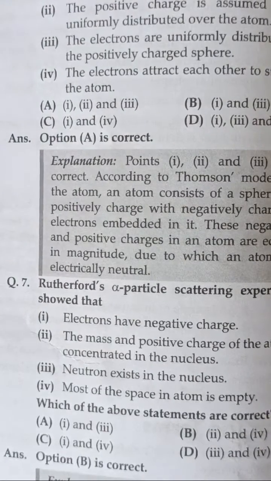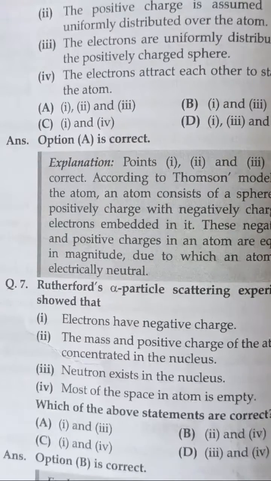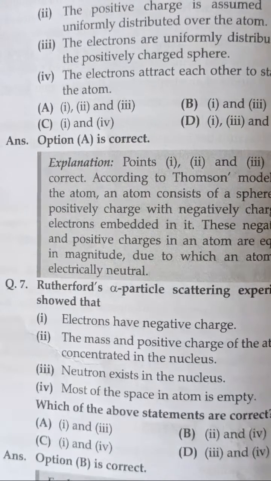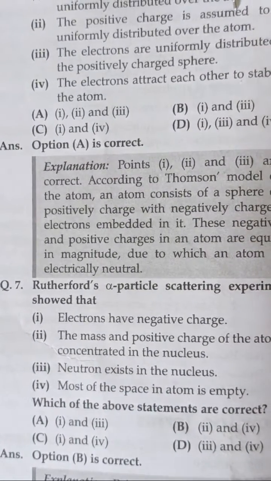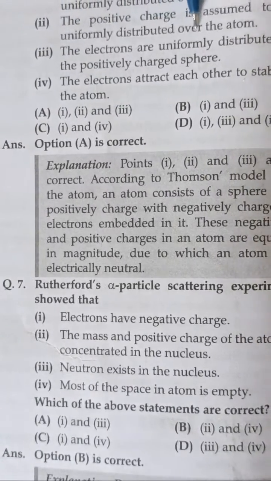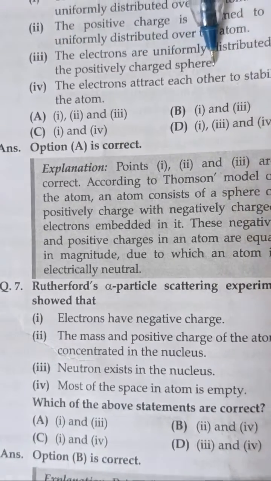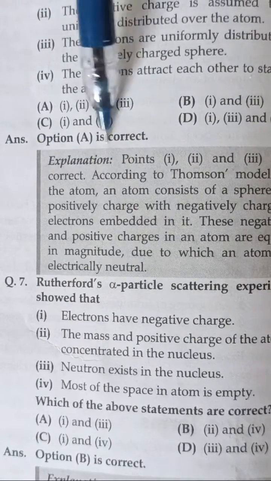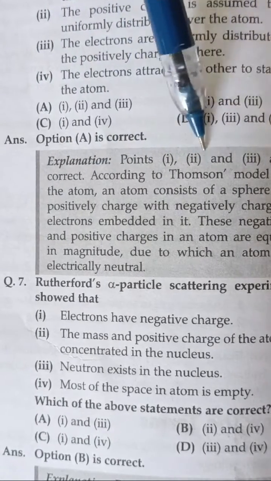In the Thomson model of atom, which of the following statements are correct? Answer is the mass of the atom is assumed to be uniformly distributed over the atom. The positive charge is assumed to be uniformly distributed over the atom. The electrons are uniformly distributed in the positively charged sphere. Explanation: first, second, and third are correct according to Thomson model of the atom.